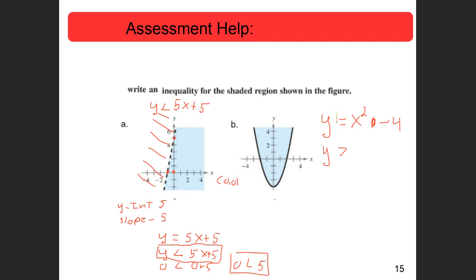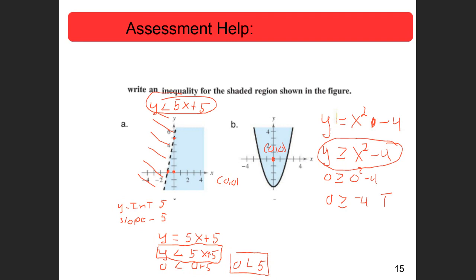So I'm going to try this one. y is greater than or equal to x squared minus 4. I know it has an equal sign on it because it's a solid line. But I don't know if this is true or not. So I pick a point, 0, 0. 0, 0 is in my shaded region. So if it makes this inequality true, I know I have the right inequality symbol. So that would be 0 is greater than or equal to 0 squared minus 4. 0 is greater than or equal to negative 4. That is a true statement. That means that this inequality is correct. Those two answers are on the assessment this week.